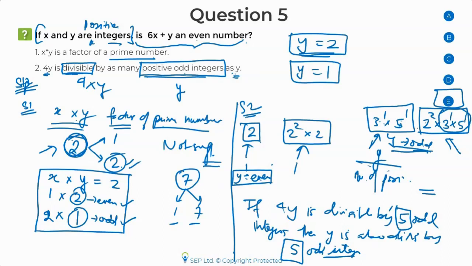Y is an odd number, Atul. So y is an odd number, so y is just one factor, 1. So y could be odd, y could be 2, it could still be even. In both these cases, the number of odd factors is still going to remain the same.